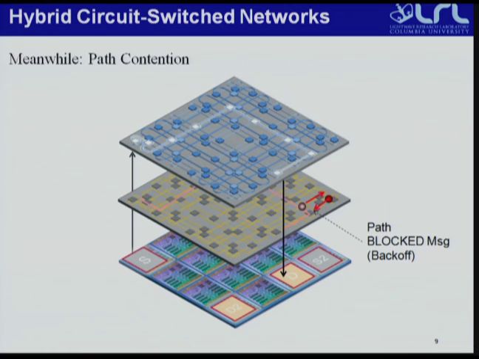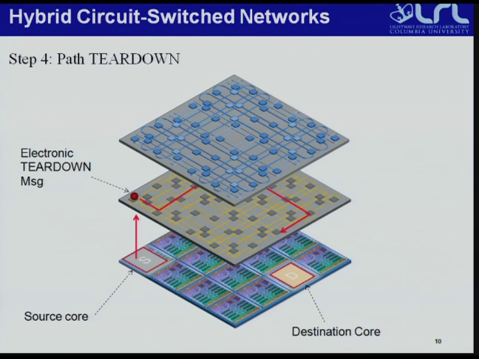As you can imagine, if another core wants to now send data to this other core over here, it has to use resources, a path that's already being used. And so what will happen is that the electronic message will get here, and this router knows that this path is already being used, so it will turn it around and send back a path blocked message. And so what we usually do is implement a path retry after a certain amount of backoff. So after a certain amount of time, or random time, this guy will retry this path again. And that's what's known as path contention.